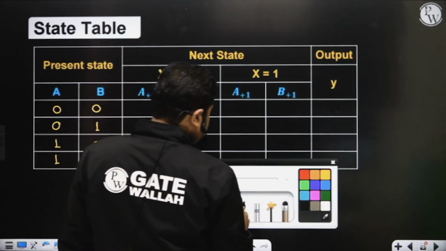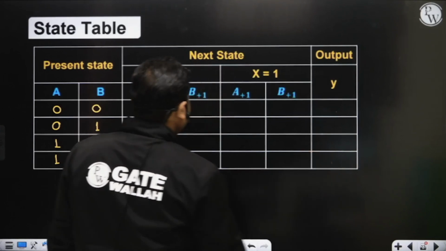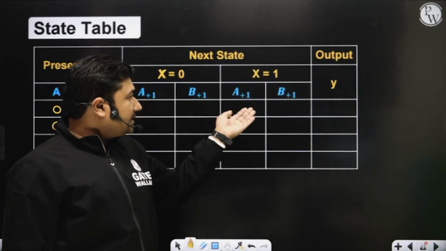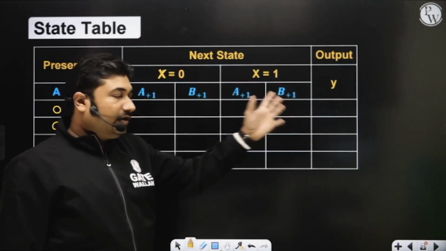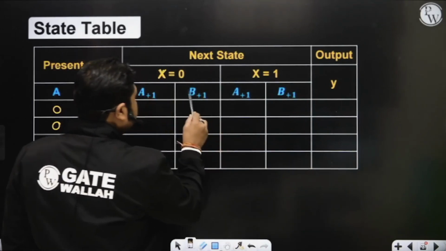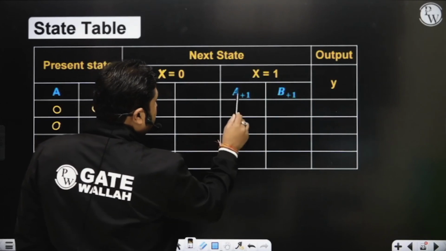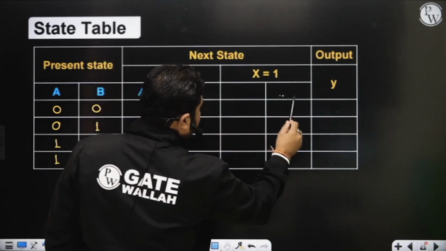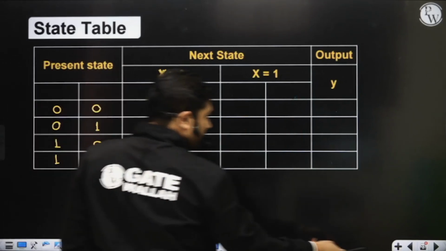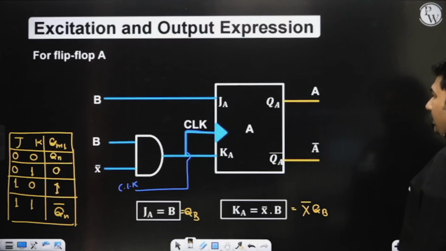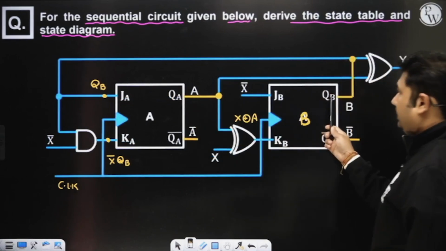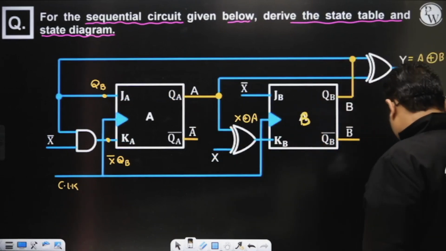Next state of flip-flop A, next state of flip-flop B with x equals 0, and next state of flip-flop A, next state of flip-flop B with x equals 1. You can also represent them in terms of QA, QB. Instead of writing AB, you may represent them in terms of QA, QB. We have two flip-flops and the outputs are in terms of QA, QB.